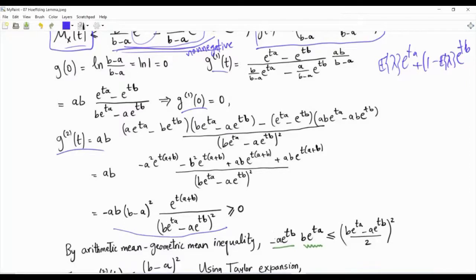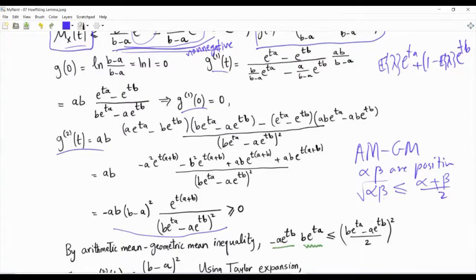In the second derivative, we will use the arithmetic mean geometric mean inequality. So we have two numbers, alpha and beta, that are positive. Then we know that the square root of alpha beta is less than or equal to alpha plus beta over 2. And so squaring, we have alpha beta is less than or equal to alpha plus beta over 2, squared. So the next lecture will continue by studying this second derivative of g of t.